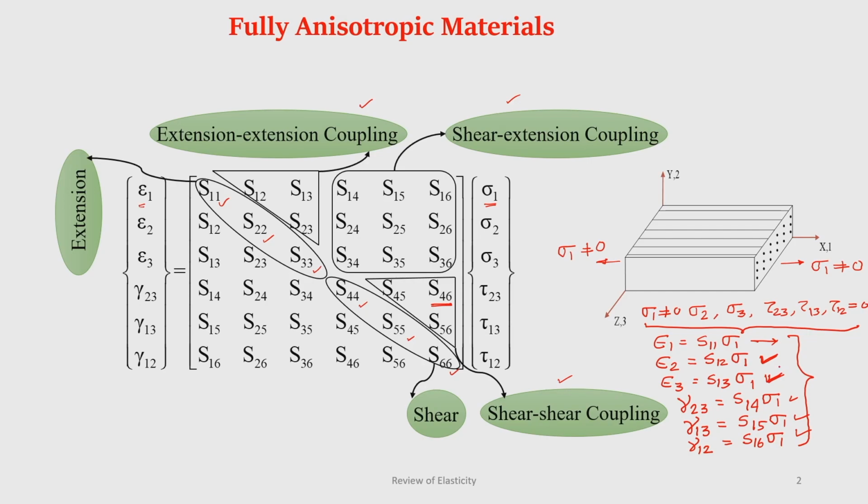If we apply only shear stresses in one plane, say tau 1 2, that will lead to all the 6 components of strains, 3 normal strains and 3 shear strains. So, even if we apply say shear stress in plane 1 2, that will not only lead to shear strain in plane 1 2, it will also lead to shear strains in plane 2 3 and plane 1 3, in addition to all the normal components of strain. So, these are the shear coupling.